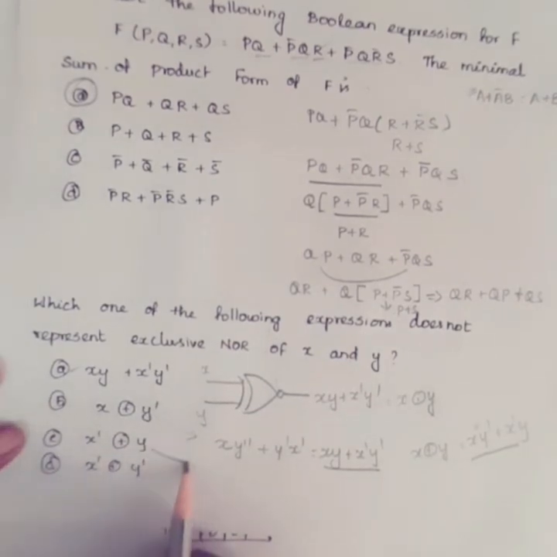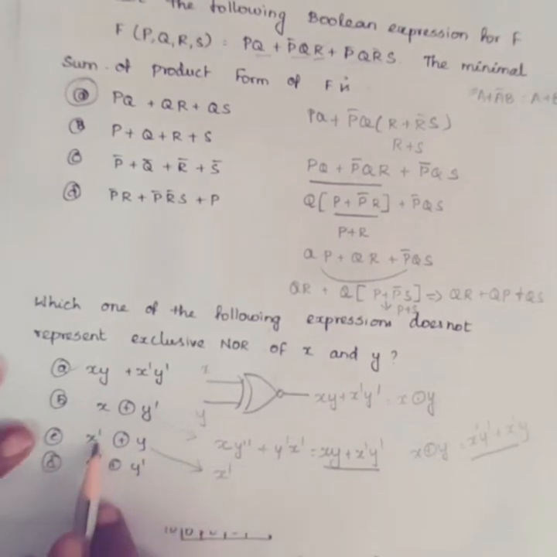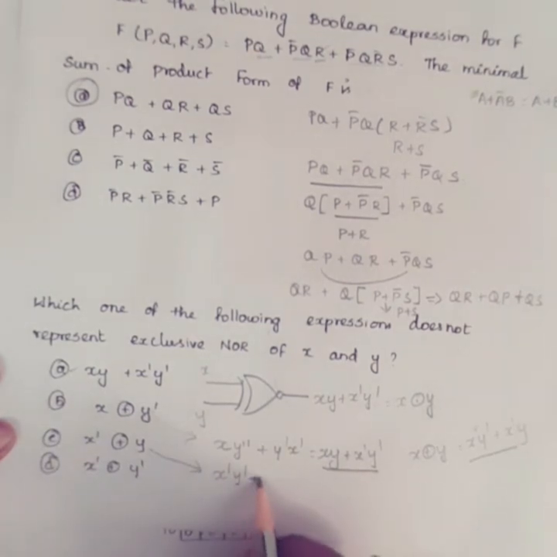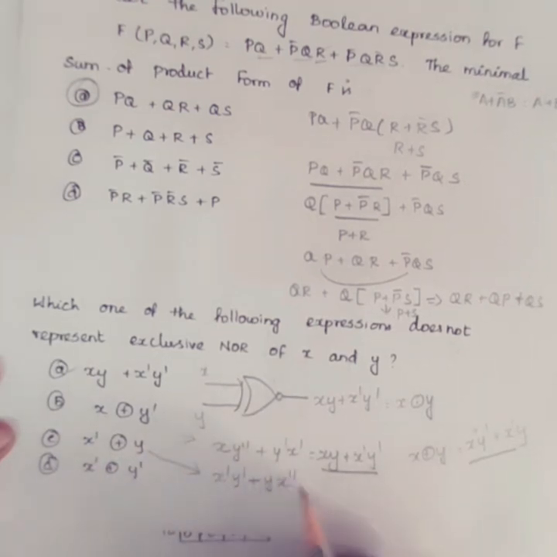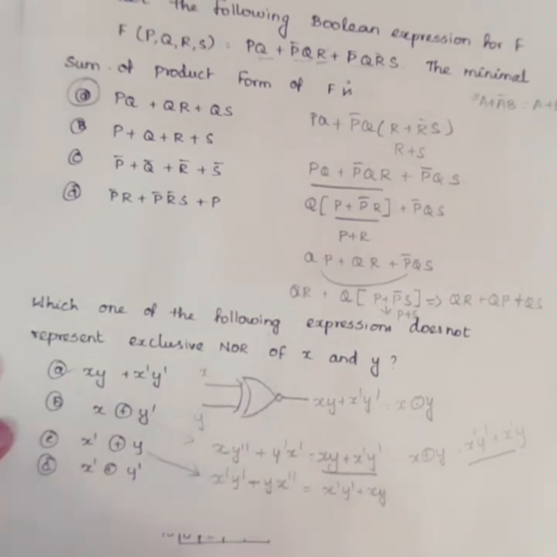Next, X dash exclusive OR Y. Writing the exclusive OR operation, you get X dash, the first variable, and the complement of the second variable, Y dash, plus the second variable and the complement of the first variable, already X dash. Taking the complement gives X double dash, which is equal to X. So this expression becomes X dash Y dash plus XY, which is equivalent to exclusive NOR operation.